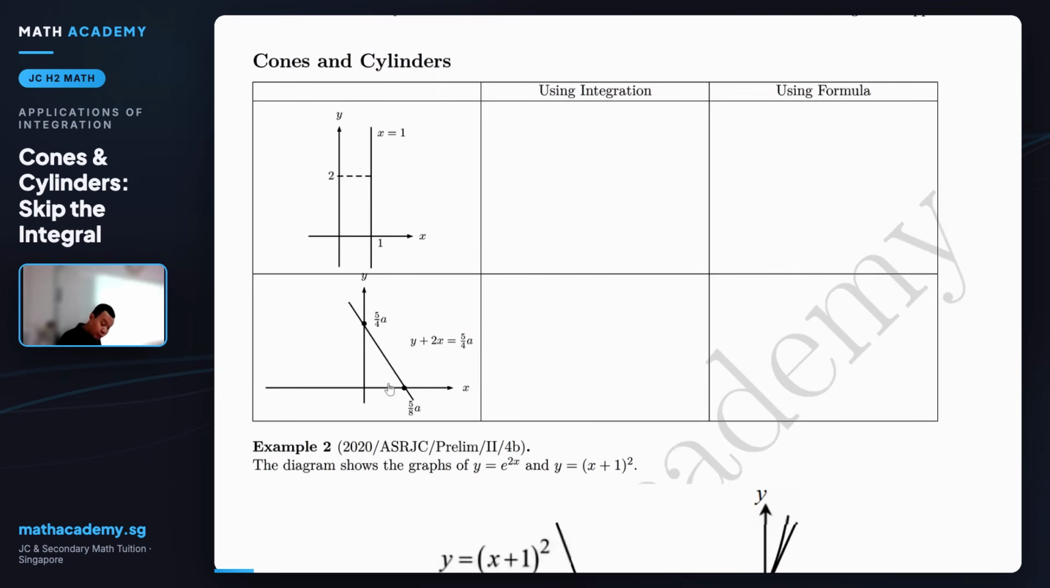Help me shade in the region first before I do the working. I'm looking at this particular region and this particular region here. I'm going to rotate these two regions. This part let's do with respect to the y-axis.